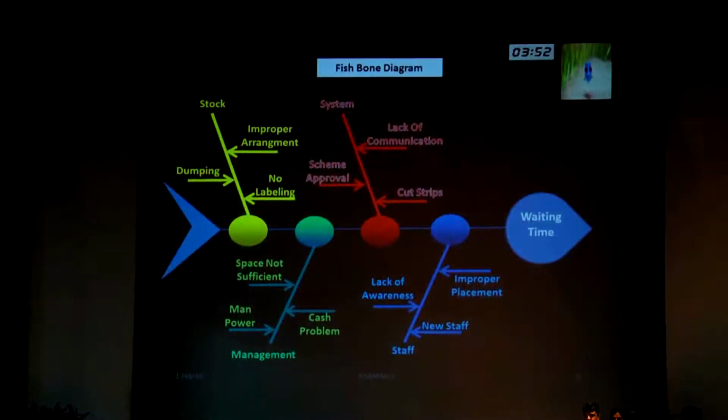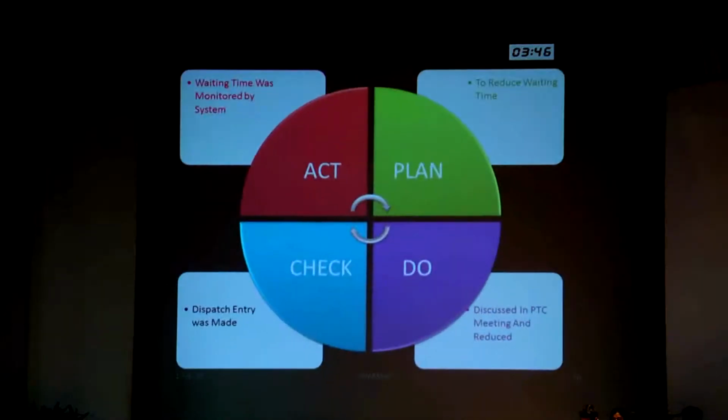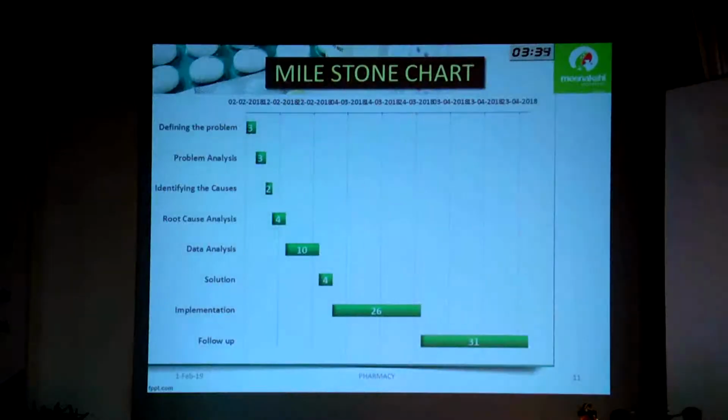We analyzed the root cause by fishbone diagram. The major causes were stock, system, management, and staff. And we got the solution by PDCA cycle. Our plan is to reduce waiting time, so we discussed it in the pharmacy therapeutic committee meeting, and the dispatch entry was made, and the waiting time was monitored system-wise on a daily basis. This is the time frame given by the PTC committee. The committee gave 2 months, from February to April.